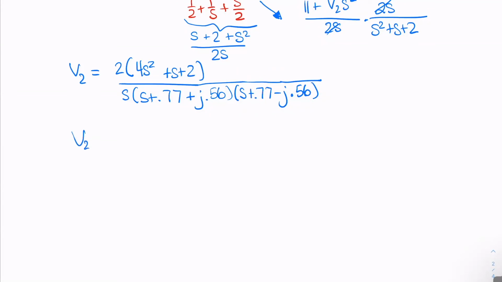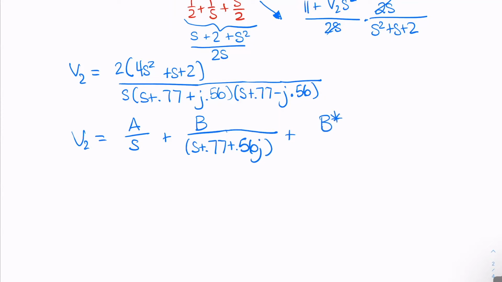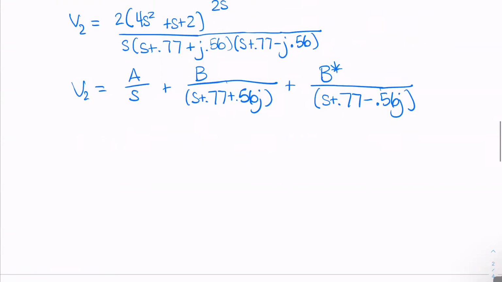All right, and then from here, we need to use partial fraction expansion. So we're going to get A over S plus B over S plus 0.77, and then it's going to be the A and B prime. And this is going to be 4.47 for A, at an angle of minus 75.15 degrees.